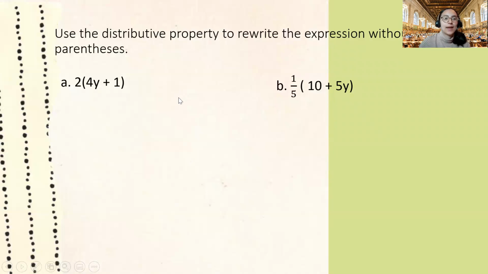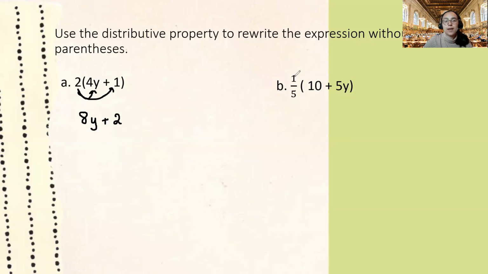So in this first slide, we're asked to use the distributive property to rewrite the expression without the parentheses. So what I'm going to do is, for A, I have 2 times this quantity right here, 4y plus 1. If I use the distributive property, I'm going to multiply 2 times 4y, and this will be positive 8y. And then I'm also going to multiply 2 times positive 1, so this will give me positive 2. And there, using the distributive property, I've rewritten this expression without the parentheses, okay?